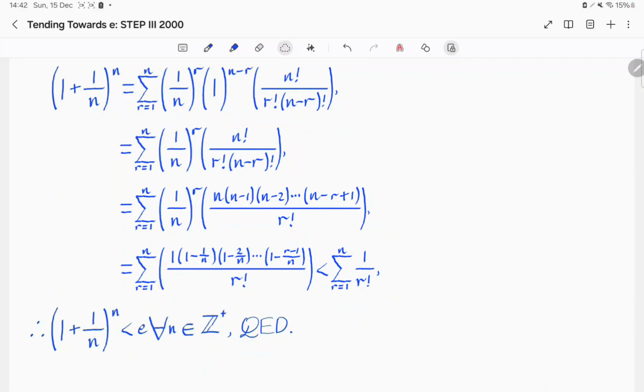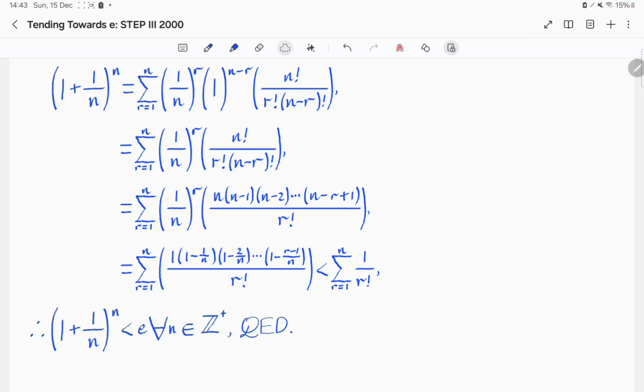So let's get started with part 1. Here we'll start with the expression (1 plus 1 over n) to the n. By the binomial theorem, this is equal to the sum from r equals 1 to n of (1 over n) to the r multiplied by 1 to the n minus r multiplied by n choose r, which I've expressed in factorial form.